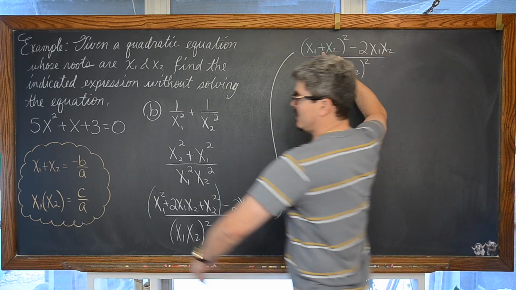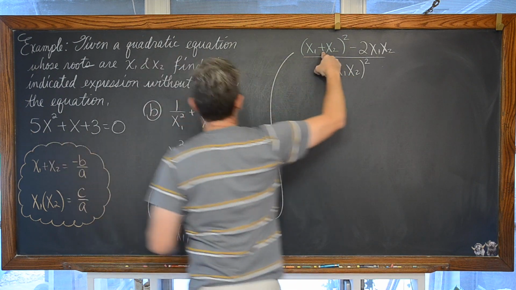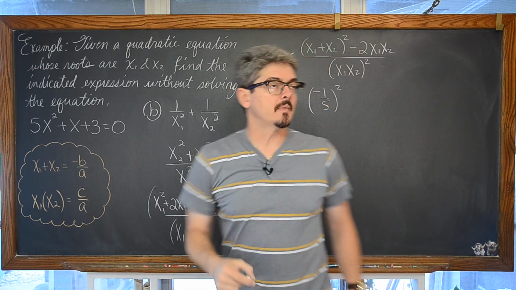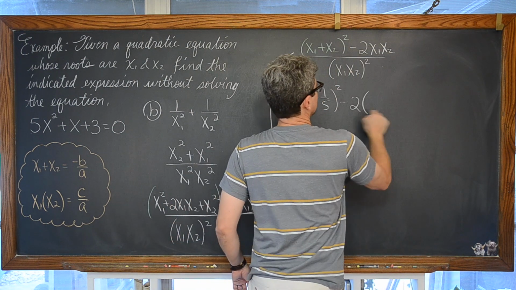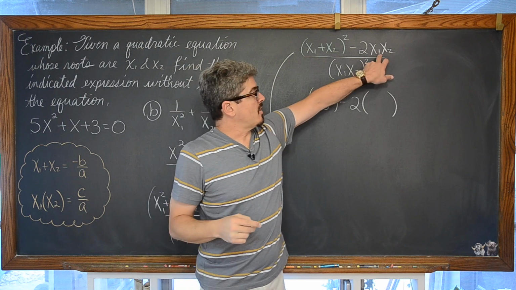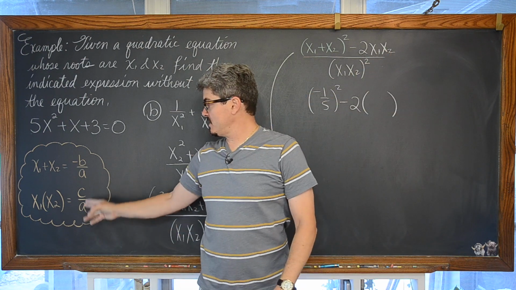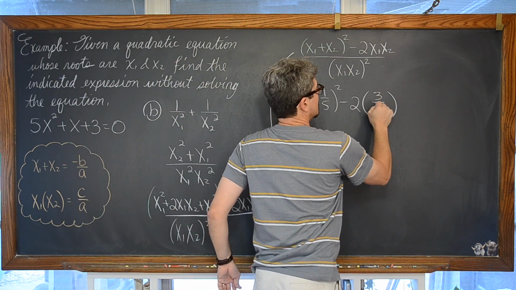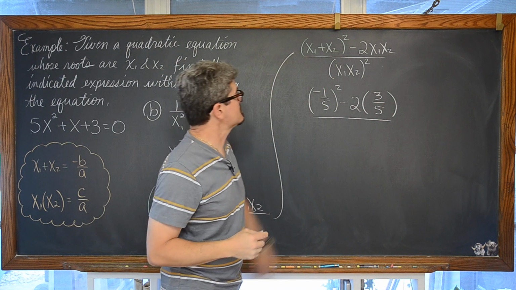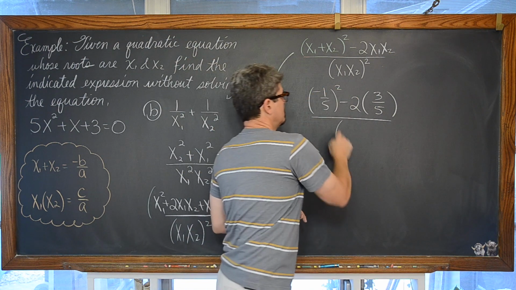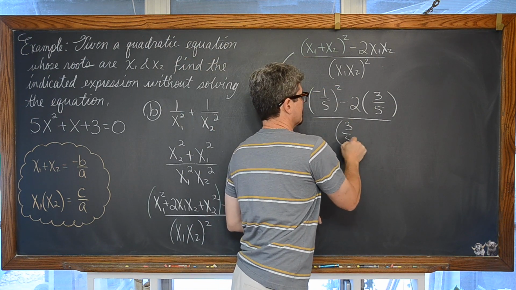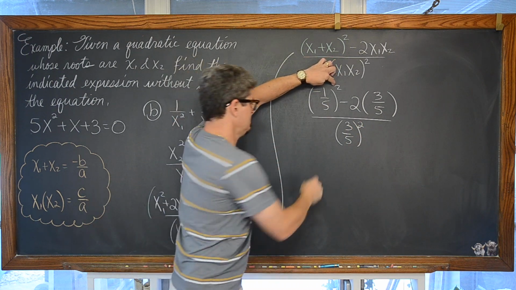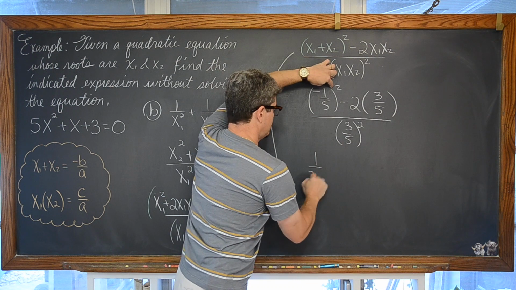Then the sum of these roots is negative b over a, so we're looking at negative 1/5 squared, and now we have minus 2. We have a product of our roots, which is equal to c over a, which is equal to 3 over 5. And yes, I picked examples that we could practice our skill of fractions. Again, we have our product, so c over a, 3 over 5, and it's squared. So negative 1 squared is 1, 5 squared is 25.